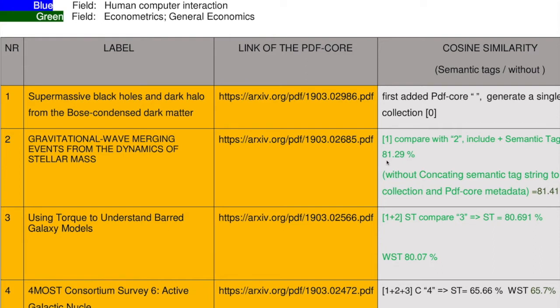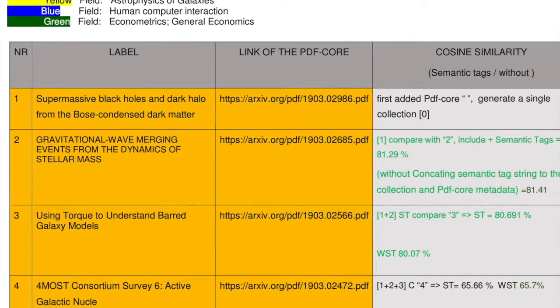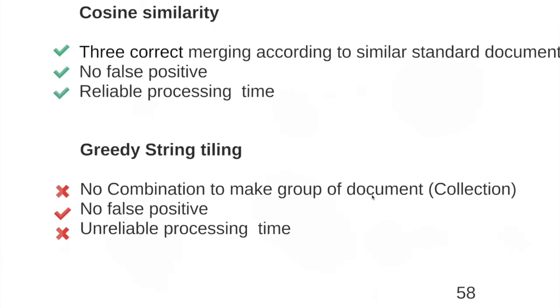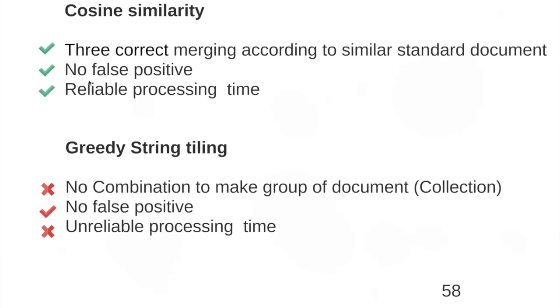If the similarity is over our threshold, then they are assigned to the same collection. All details you can find in the literature, but I also want to show you a summary. For cosine similarity, we got the three correct merges according to similar standard documents. There is no false positive, which means that we didn't collect documents if they are not really related.